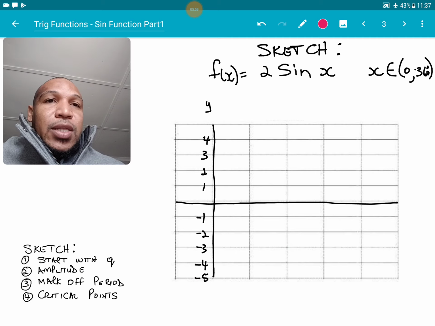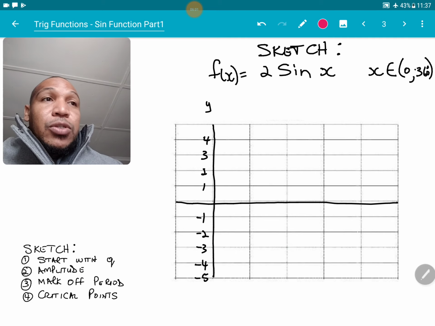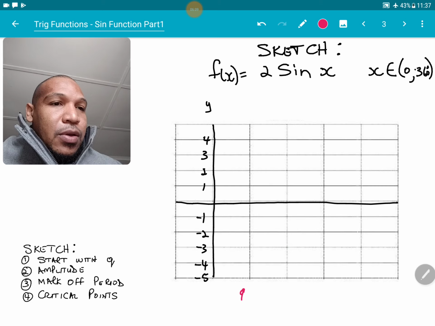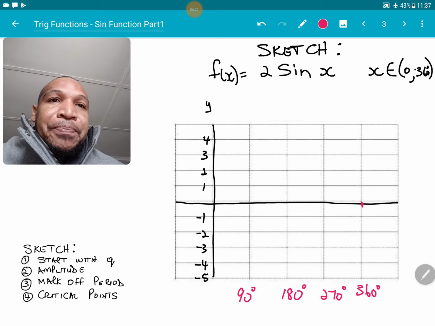Let's sketch this one. F of x is equal to 2 sine of x, where x is an element of 0 to 360 degrees. So let's just write in there. We're going to have 90, 180, 270, 360 degrees. So we know it's going to stop there.